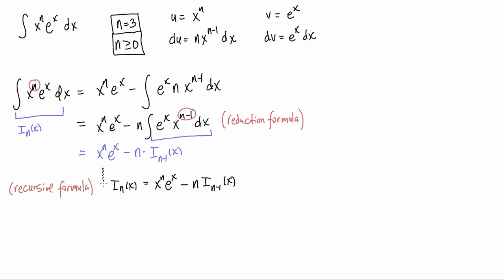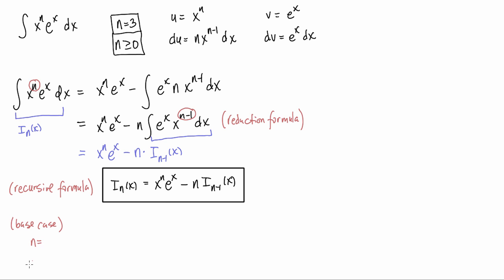So this is the thing that I want to clue in on. Anytime you have a recursive formula, together with that recursive formula you have a base case. The base case is the smallest case for which the formula will work. In this case, our base case corresponds to n equal to 0.